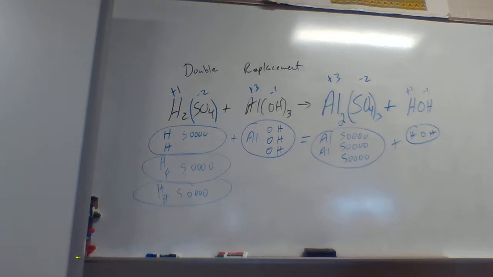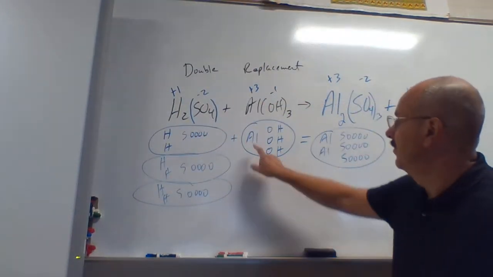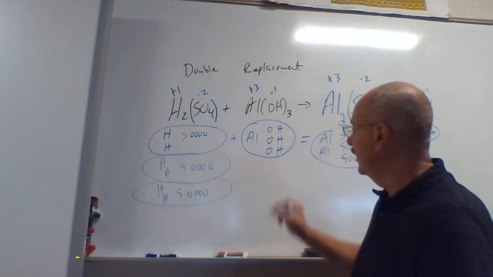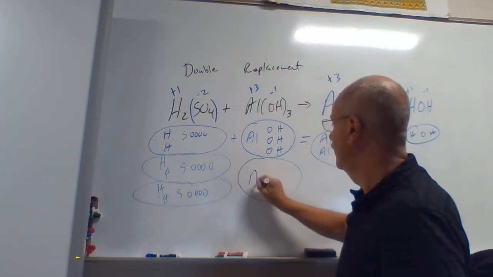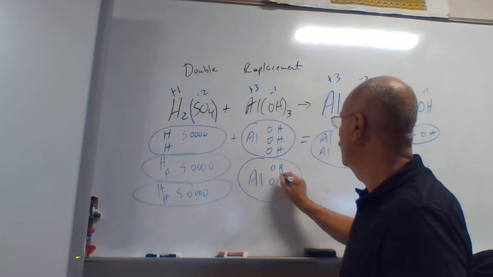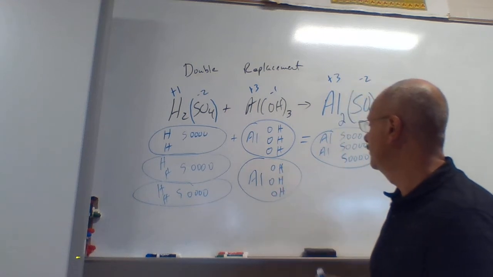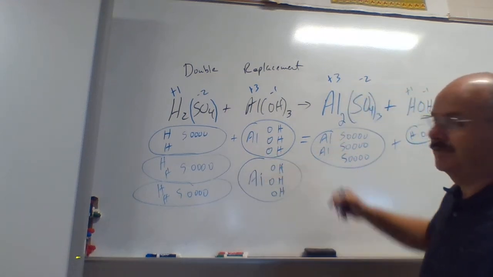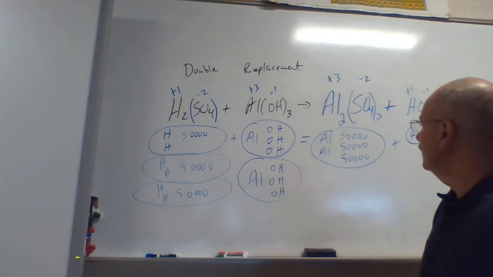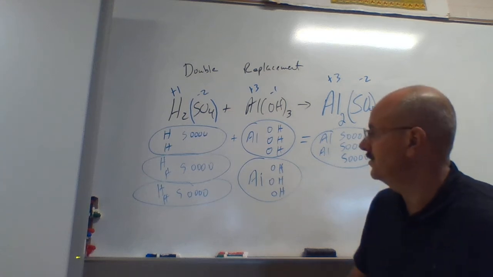All right, so I got one Al, two Als, so I need another one of this guy. So I need an Al, an OH, OH, OH. So I got two Als, two Als. All right, all that's left is H's and O's. So let's do H's first.